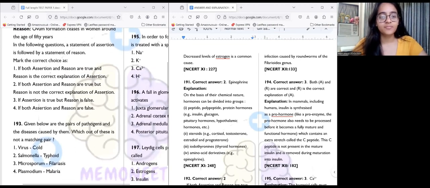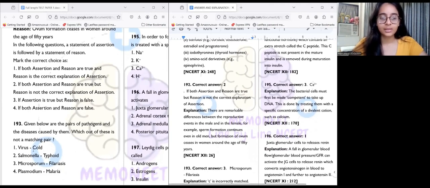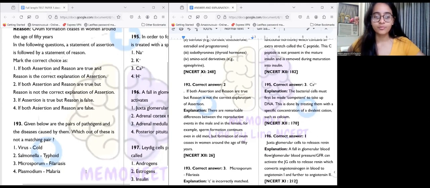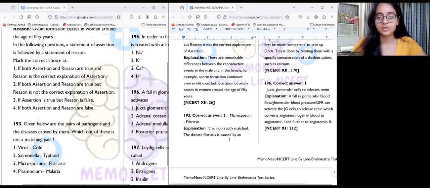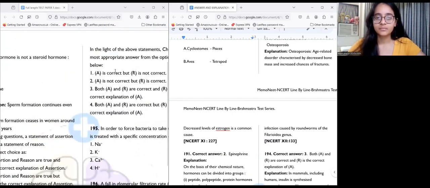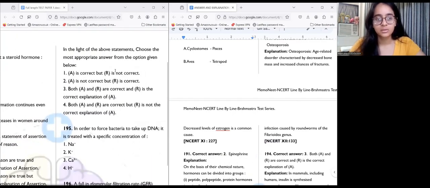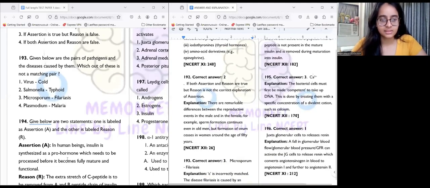193. Which is the pair of pathogens and the disease caused by them which is not a matching pair? Viruses cause cold. Is that true? Yes. Salmonella causes typhoid, right? Salmonella typhi, typhoid. Microsporum, filariasis: this is incorrectly matched, because the disease filariasis is caused by roundworms, not by Microsporum. Malaria is caused by Plasmodium, so that's correct. So the answer for 193 is 3.